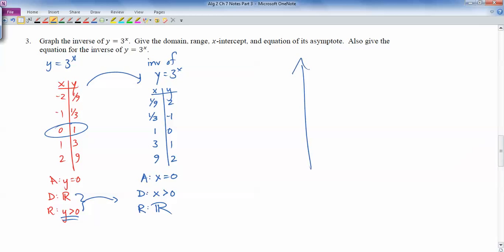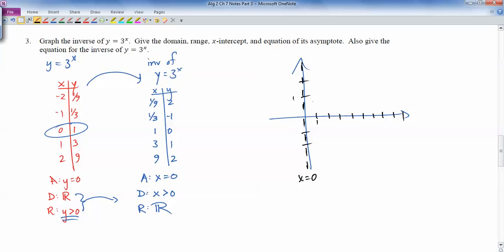So here's my chart. And let's see here. The asymptote is x equals 0. That's a vertical line right here. Okay, so this is x equals 0. And then I've got, let's see, I go up to 9 on the x-axis. 1, 2, 3, 4, 5, 6, 7, 8, 9. And up a couple and down a couple.